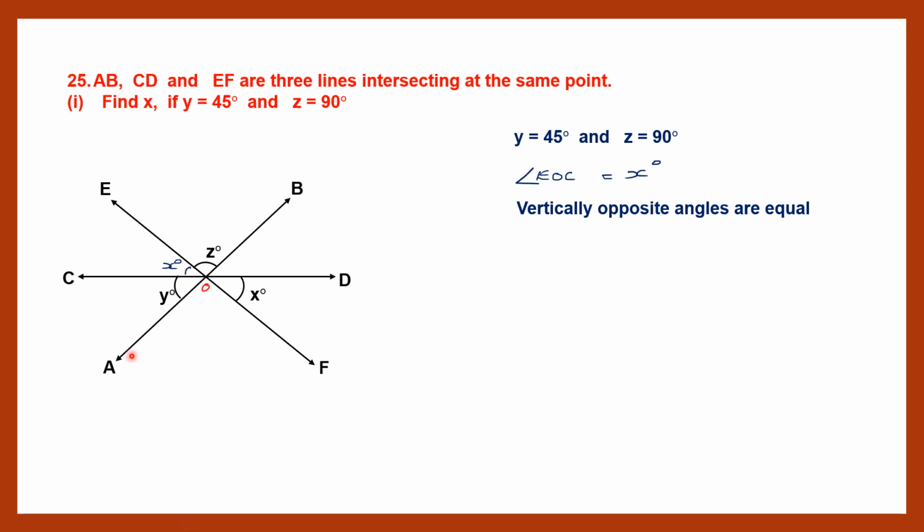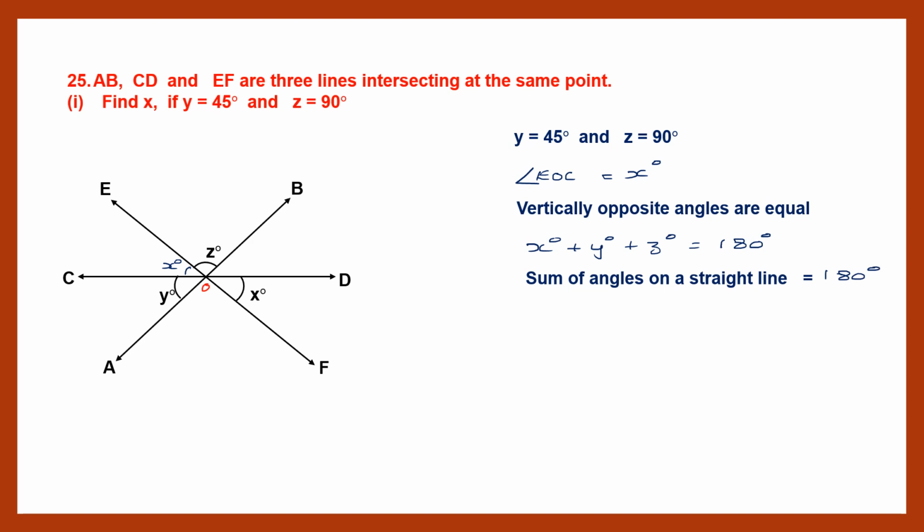Now look carefully. AB is a straight line, isn't it? That means all angles on a straight line will be equal to 180 degrees. That means I can say x degrees plus y degrees plus z degrees will be equal to 180 degrees. And what is the reason? Sum of angles on a straight line equals 180 degrees.